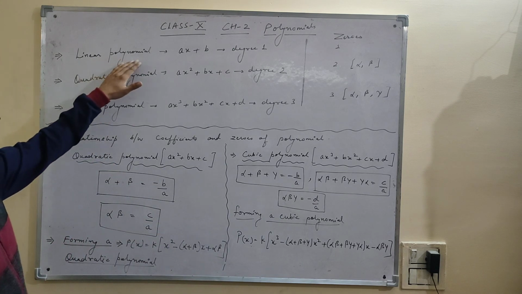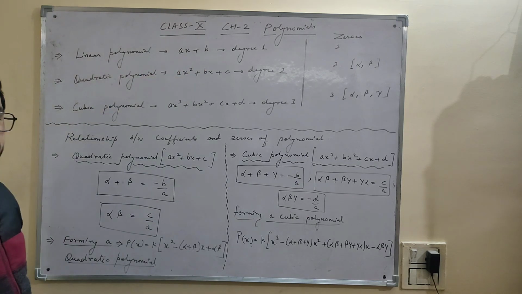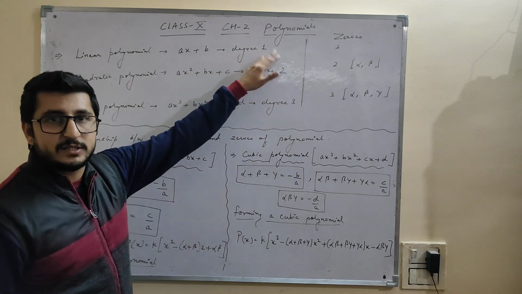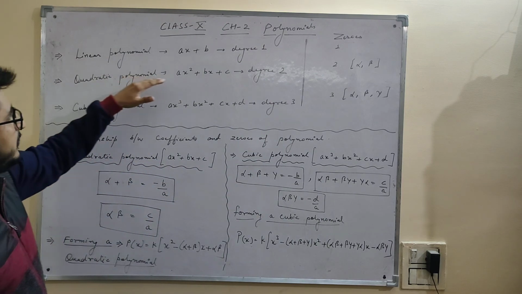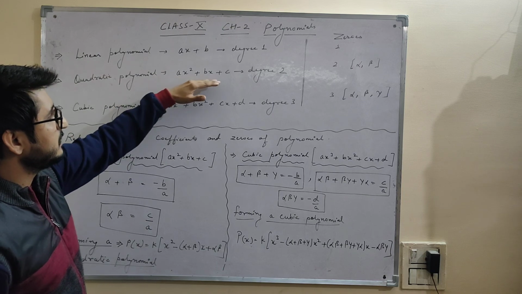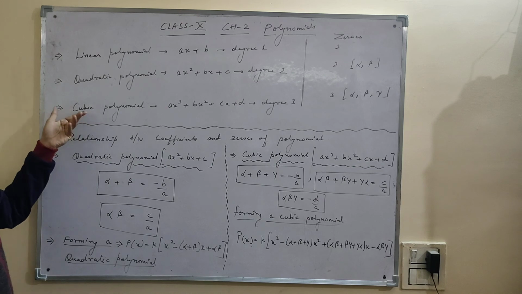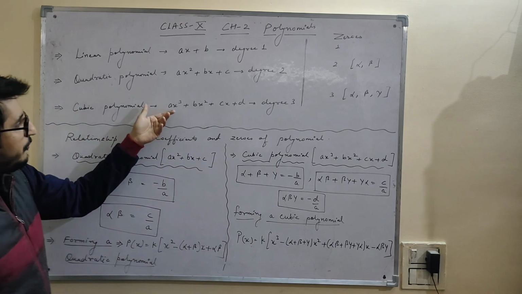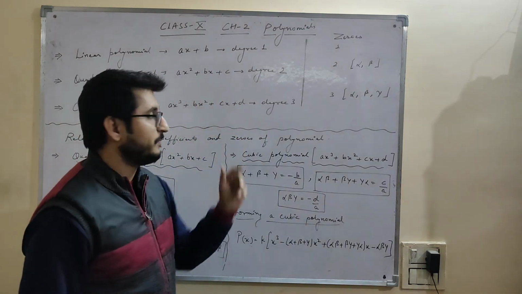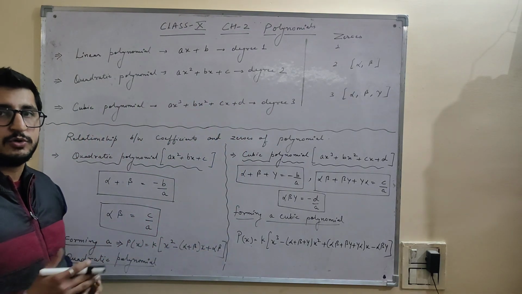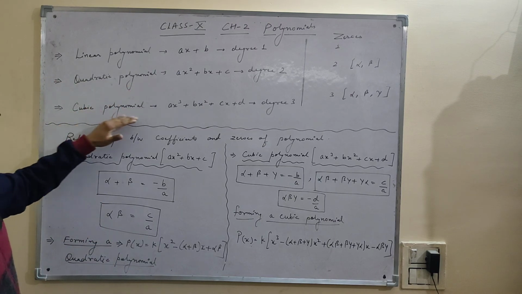The linear polynomial will be of the form ax plus b. This type of polynomial will have degree 1. The second type, the quadratic polynomial, will be of the form ax square plus bx plus c. This will have degree 2. And the third one, the cubic polynomial, is in the form ax cube plus bx square plus cx plus d with degree 3. In this chapter, we will mainly study these two types of polynomials, quadratic polynomial and cubic polynomial.